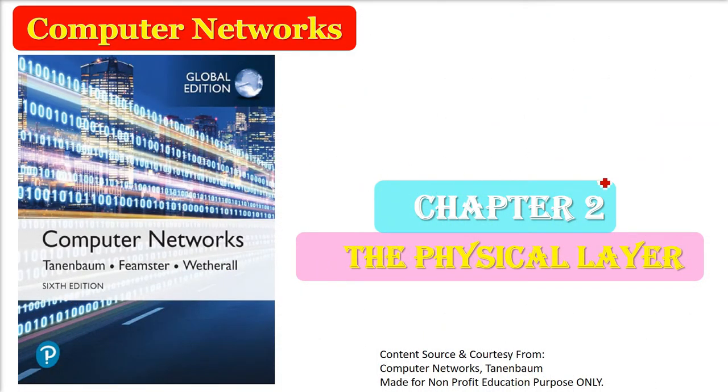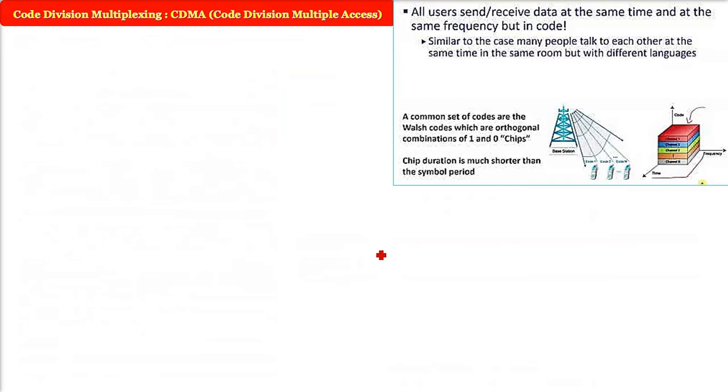In computer networks, we are looking at chapter number 2, the physical layer. CDMA or code division multiple access. We want to use the same channel to send multiple signals at a time. So this is a multiplexing scheme, but it is quite different from other multiplexing schemes which we have seen.